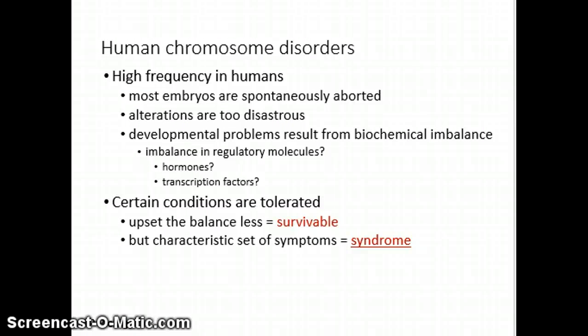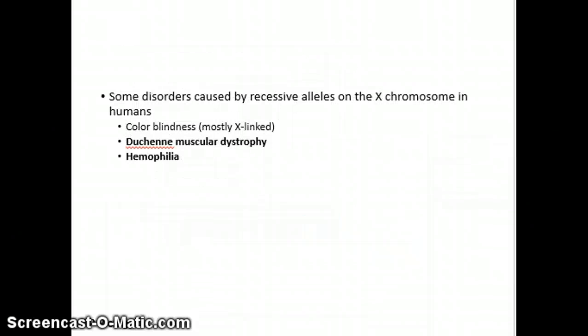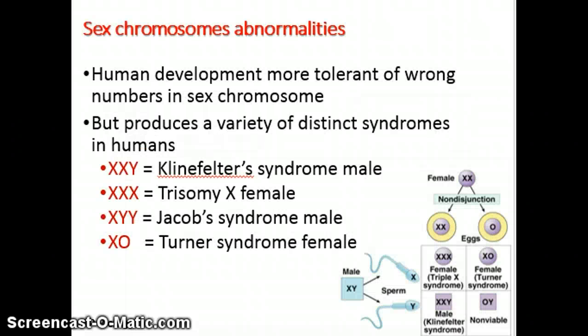Human chromosome disorders are pretty common in humans, but we don't see them because most of the embryos with them are spontaneously miscarried or aborted, because the alterations that occur are too disastrous to a healthy life. And I'm actually going to come back to that. There are some abnormalities that occur just on the sex chromosomes. Human development is actually more tolerant of the wrong number of sex chromosomes, which is kind of interesting.